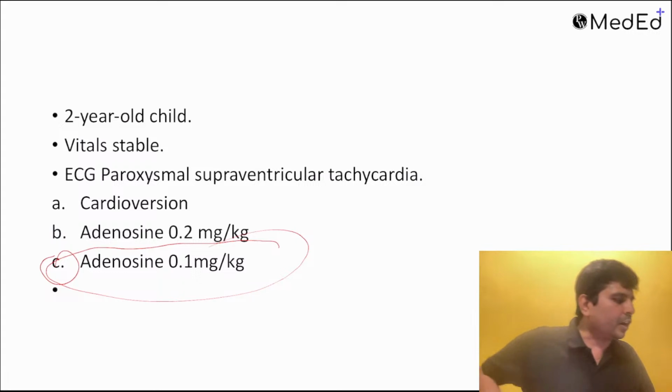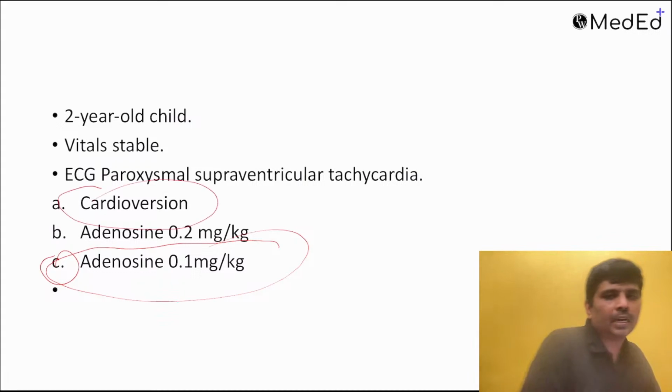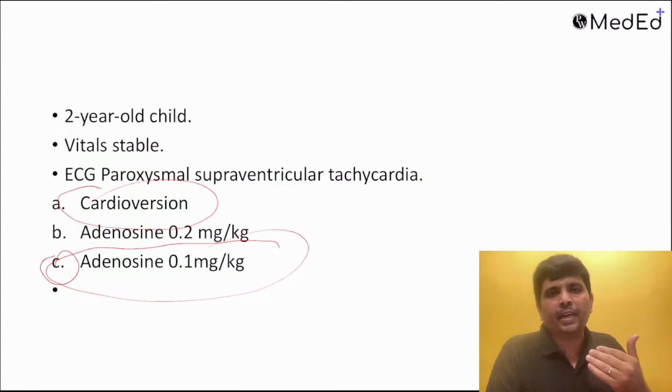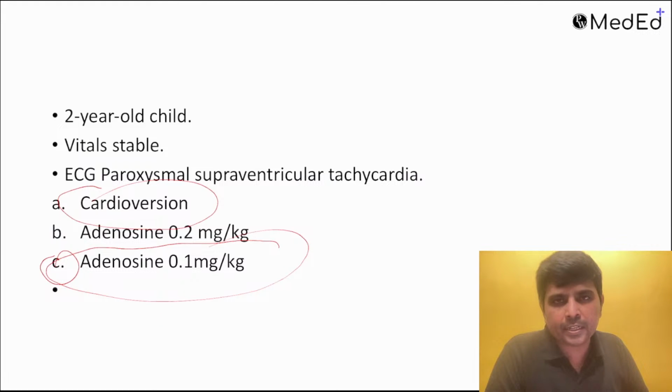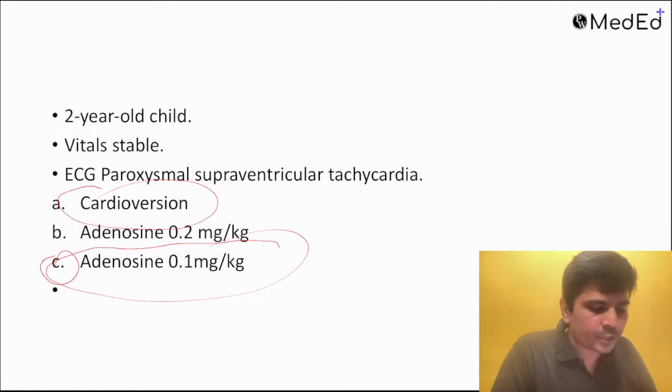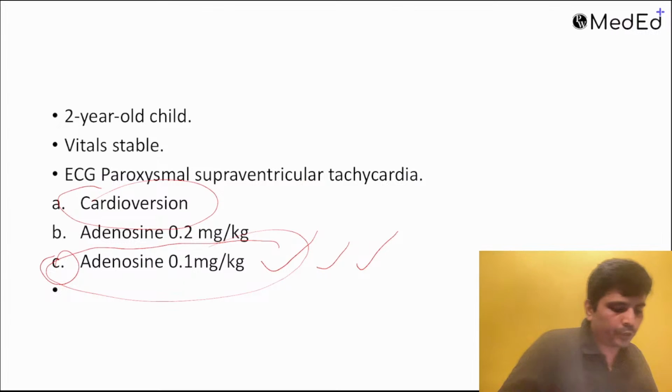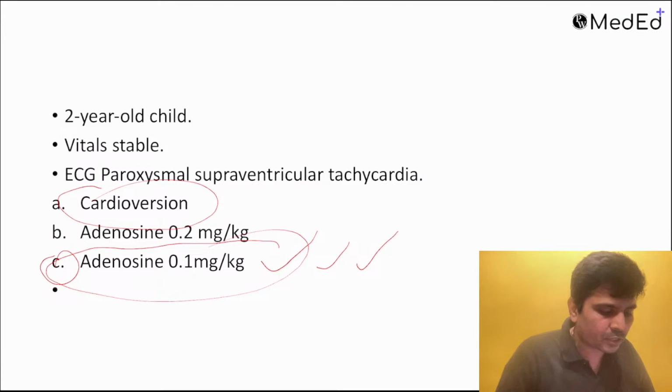What is the role of direct DC cardioversion? The role of direct DC cardioversion in paroxysmal supraventricular tachycardia is in an unstable patient. What do you mean by unstable patient? When their BP is low or when the child is brought with shock, then you can consider cardioversion at 0.5 to 1 joule per kilogram. Right. So the answer for this question is adenosine 0.1 mg per kg. Do you have any doubts in this?